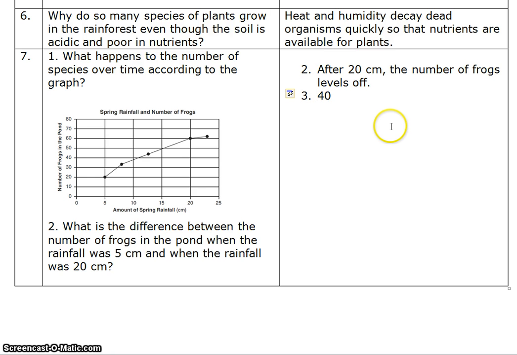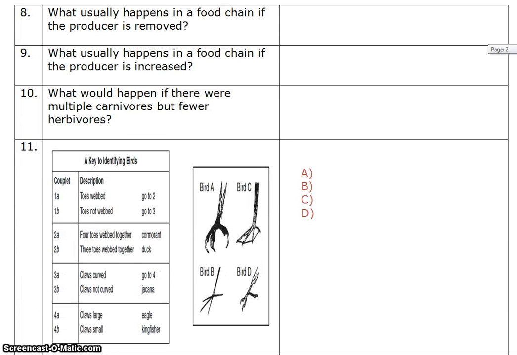Okay, pause it here if you need to get 6 and 7, but I'm going to move down to the next one here in just a moment. All right, so number 8. What usually happens in a food chain if the producer is removed? The producers are the plants. They produce all their own energy using the sun.